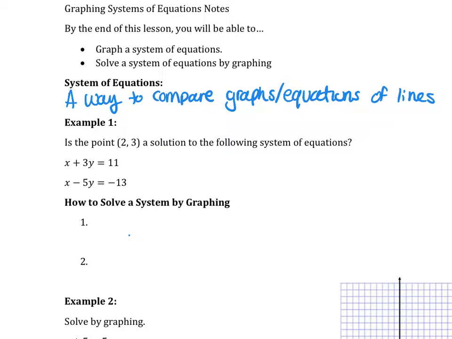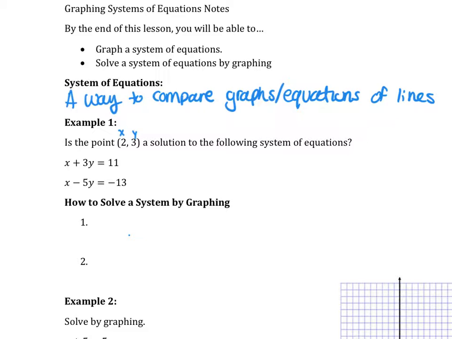We talked about yesterday what a solution looks like. This example is asking if this point (2, 3), so 2 is our x value, 3 is our y, is a solution to the following system. To know if it's a solution, that means if we plug this point into both equations, it should give us a true statement.